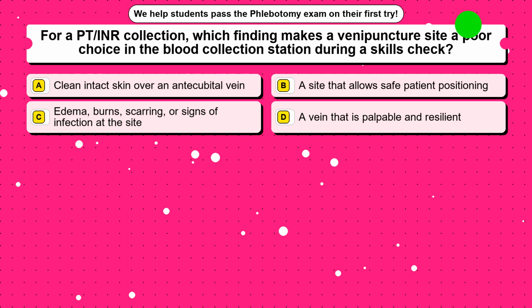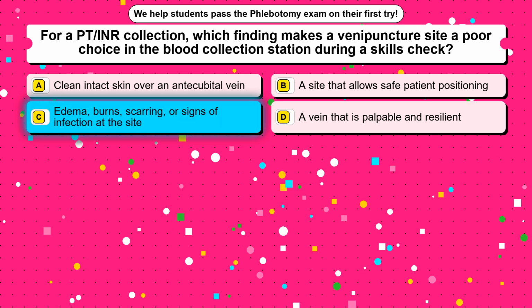Question 12. For a PT/INR collection, which finding makes a venipuncture site a poor choice in the blood collection station during a skills check? Option A. Clean intact skin over an antecubital vein. Option B. A site that allows safe patient positioning. Option C. Edema, burns, scarring, or signs of infection at the site. Option D. A vein that is palpable and resilient.